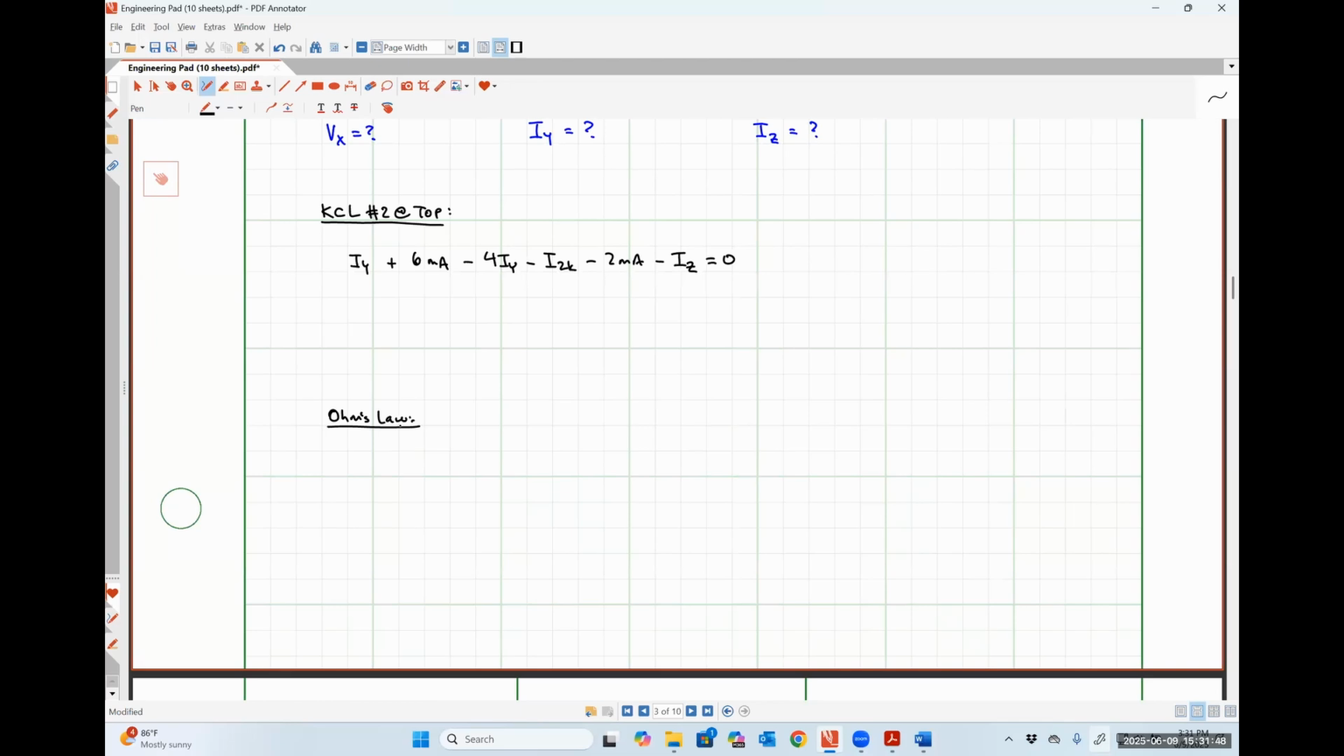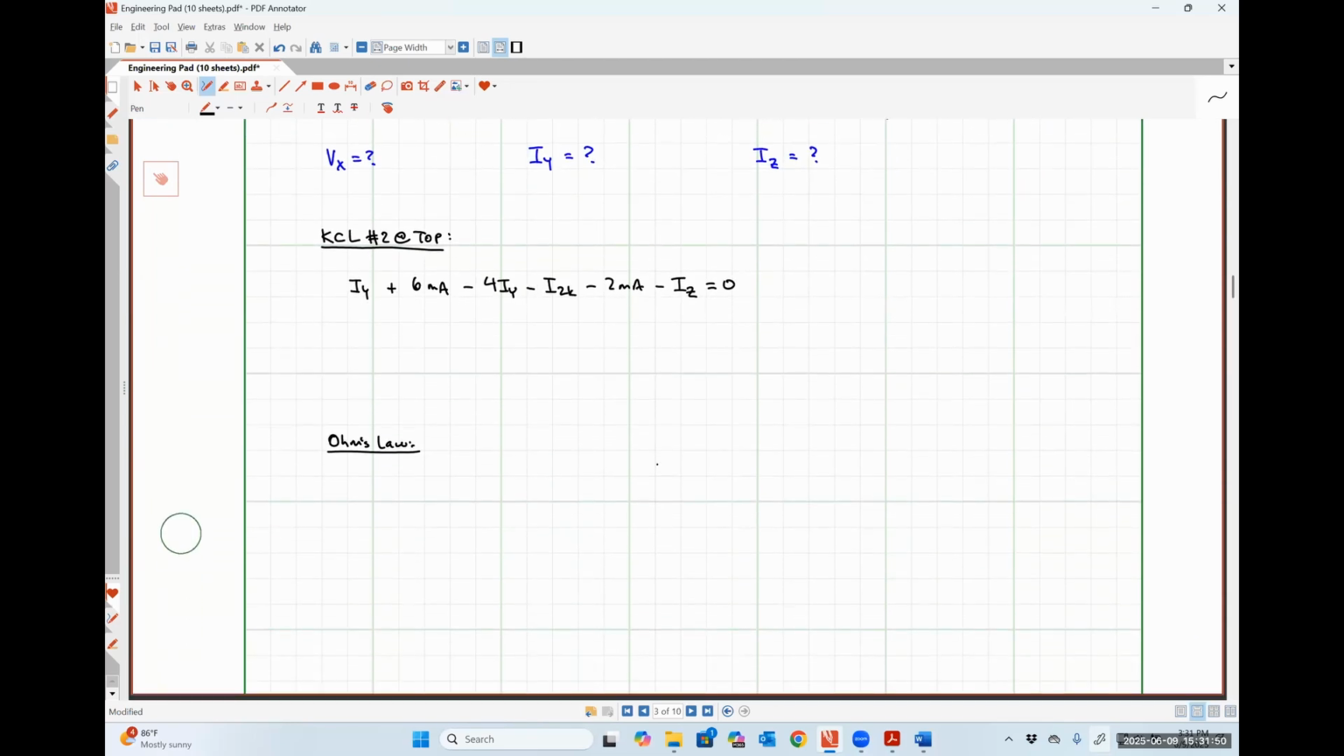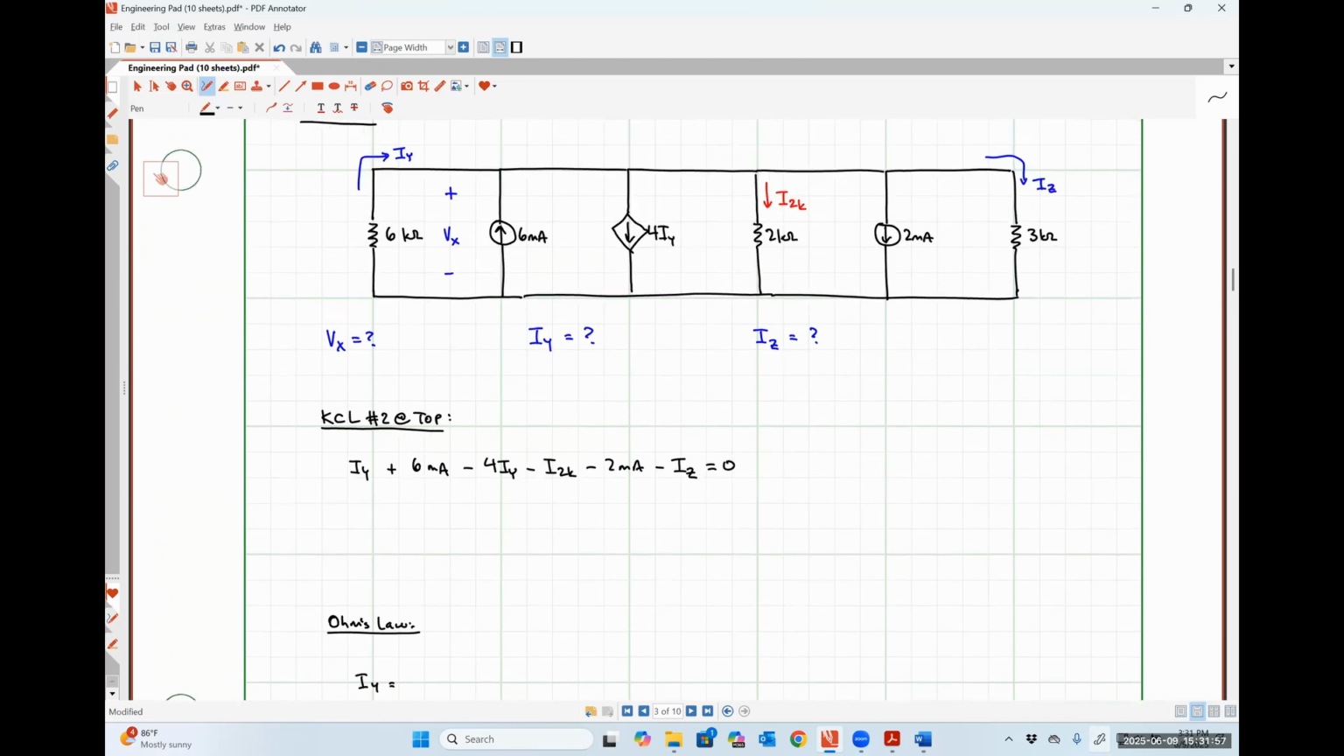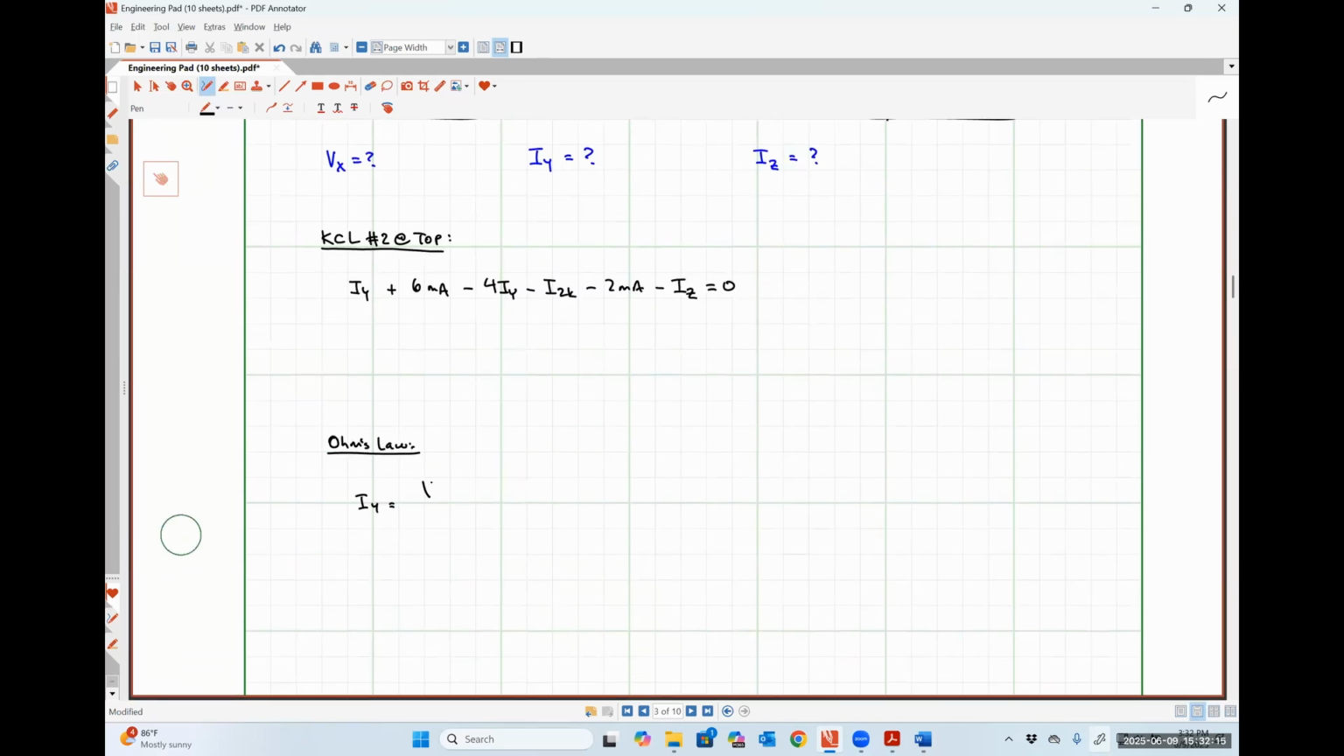So I'm going to start with that current Iy on the left. Would one of you be able to help me express that current Iy in terms of that voltage Vx? Vx over 6 kilo ohms. Okay.